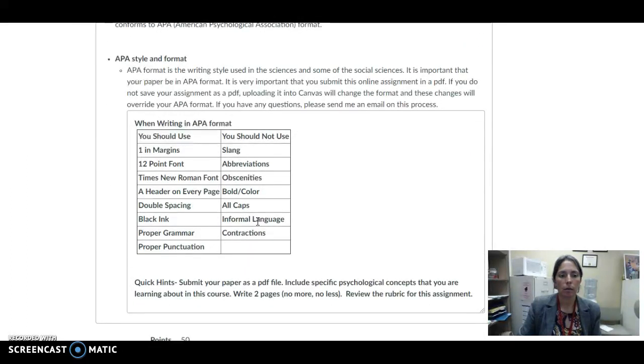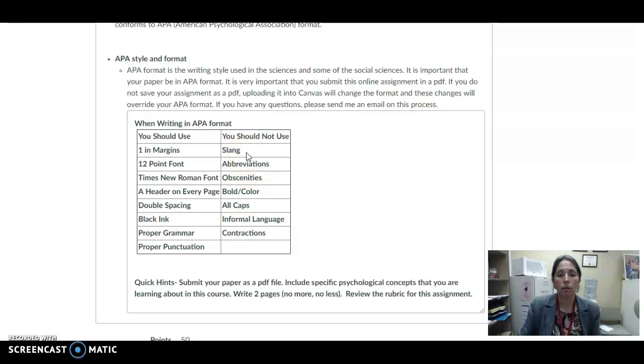Here is a quick table that will remind you of the general guidelines for APA style and format. You should use 1-inch margins, 12-point Times New Roman font. You should also have your name as a header on every page. Your paper should be double-spaced, using only black ink, and you should use proper grammar and punctuation.